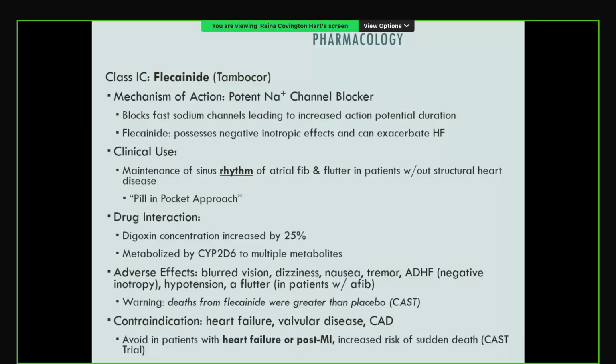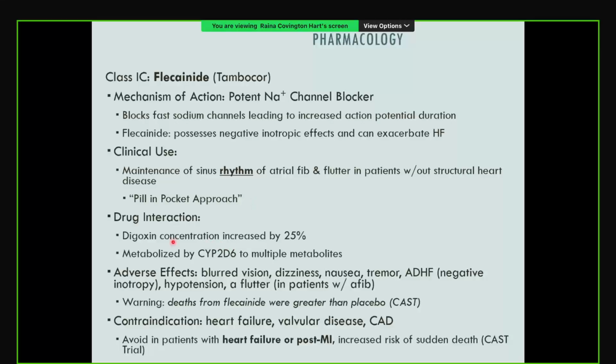Okay, so flecainide, again, mechanism of action, we already went over it. We said that all of these that were in class 1 are more of our rhythm drugs. So rhythm control of AFib and flutter if they don't have any structural heart disease. I will say it just like that because we haven't talked about heart disease yet. We will get into that when we get into an algorithm a little bit later. And again, this is something that I can use for my pill in a pocket approach.